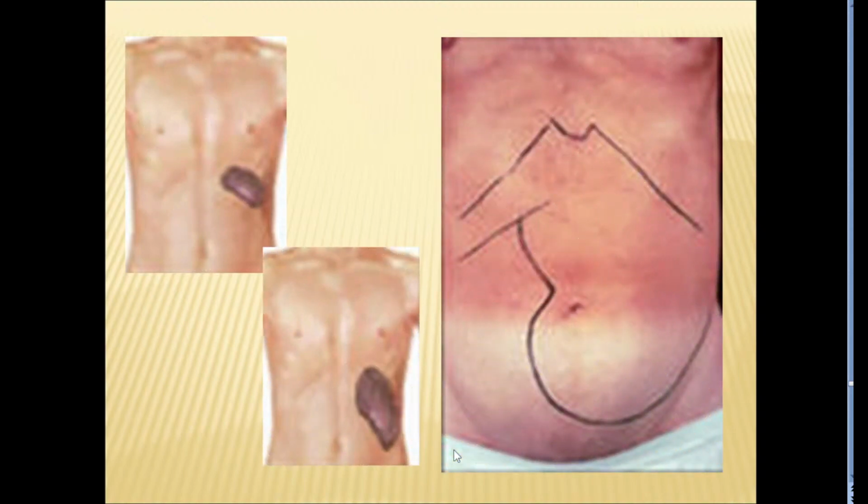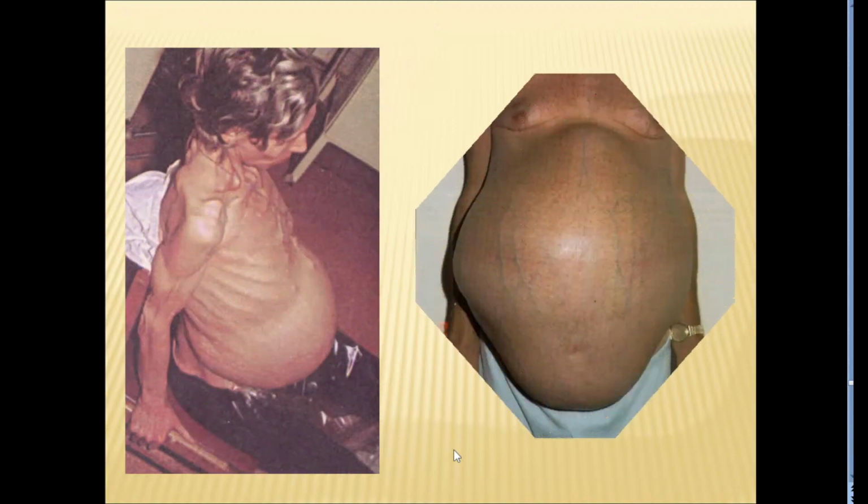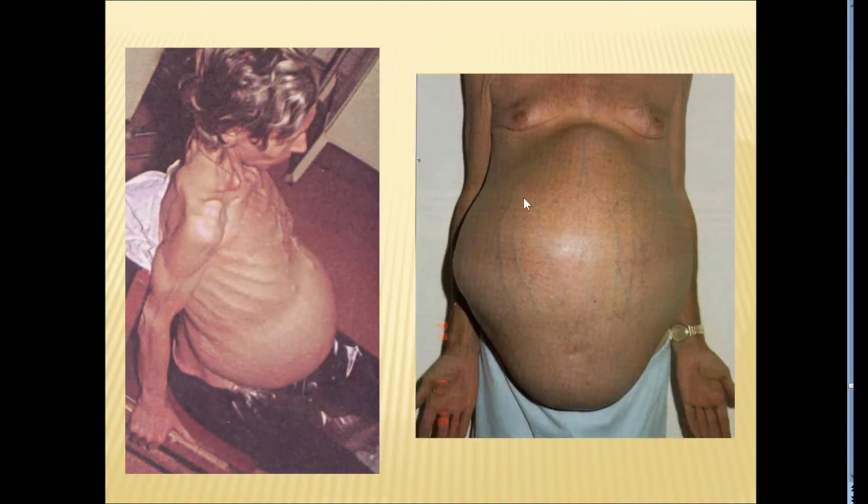We'll examine the spleen to reveal splenomegaly. I told you about the opposite correlation with the size of the liver: liver diminished, spleen enlarged. We can see an enlarged abdomen due to ascites and a visible dilated vein on the anterior abdominal wall, caput medusae.